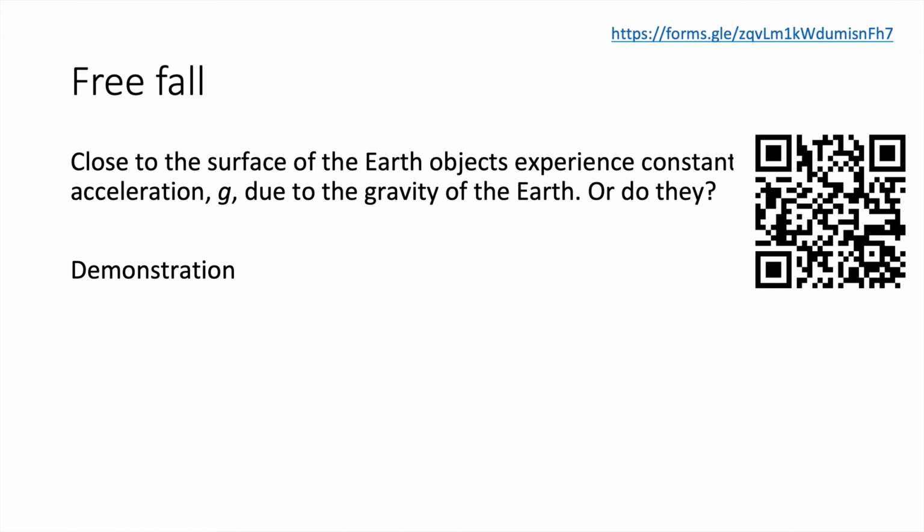Or do they? Okay, so at this point we had a look at a demonstration showing what happened when we dropped two objects. We saw that this is true if we don't have other forces acting like air resistance. So when we can negate the air resistance, then this is absolutely true, and all objects fall at the same rate close to the surface of the Earth, though often in everyday applications there is some air resistance, so it doesn't all behave this ideally.